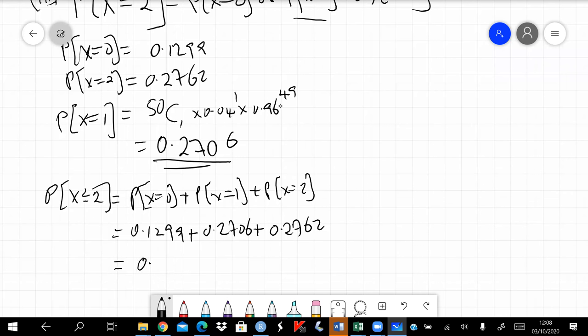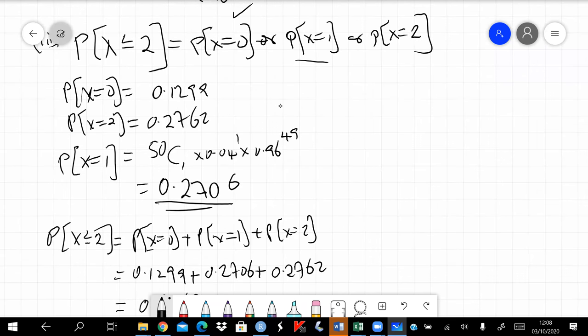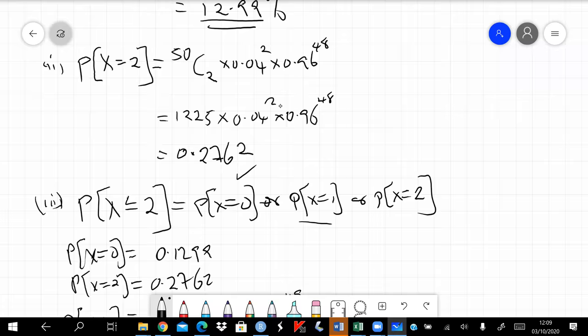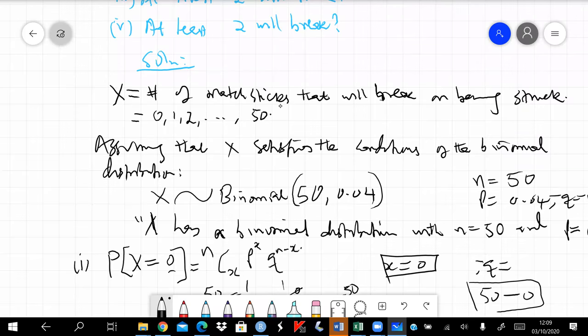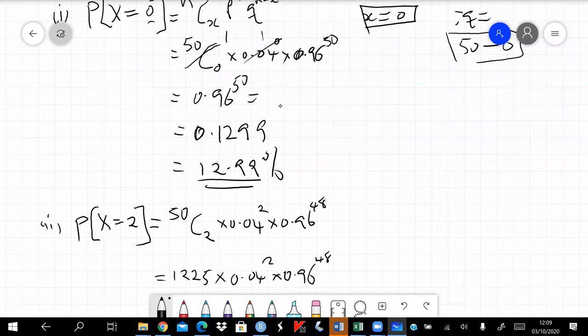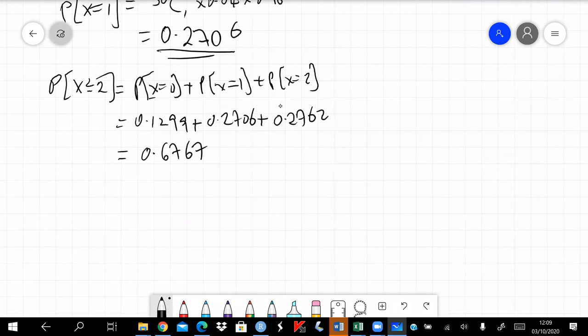We get 0.67. Okay, so that's Roman 3. Roman 4 is at least 2 will break. At least 2 will break. So Roman 4, we need the probability that X is what now? Two or more. Two and above. X is greater or equal to 2.